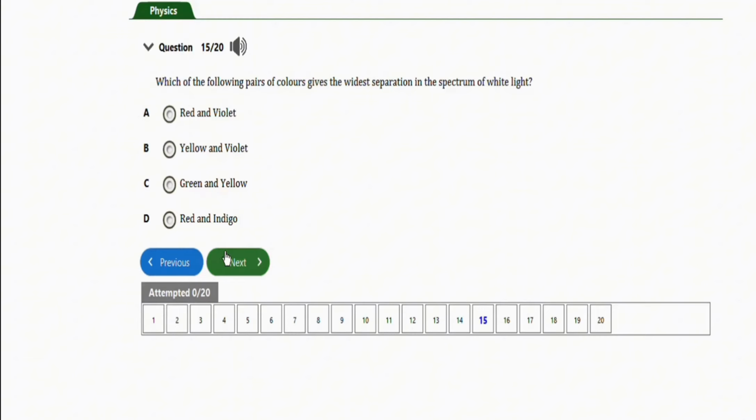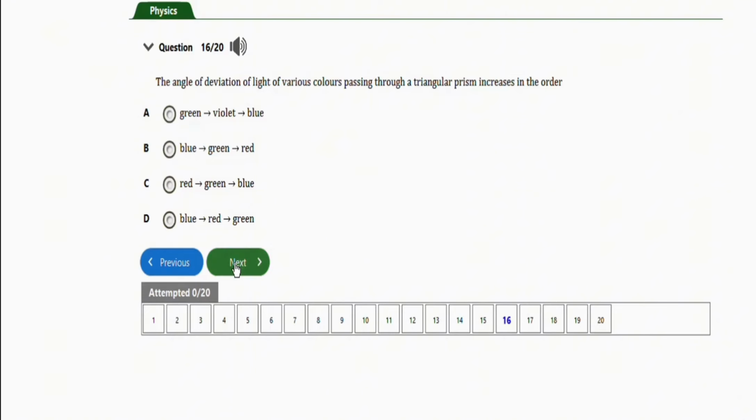Alright, so the next question will be this one. It says the angle of deviation of light of various colors passing through a triangular prism increases in this order. And since we have answered this question before, the correct option here will be option C, red, green, and blue.